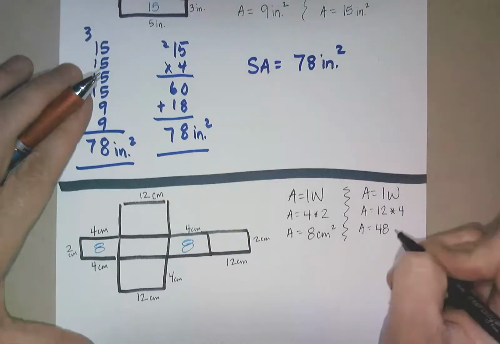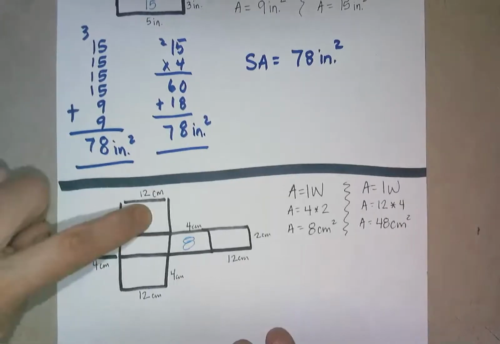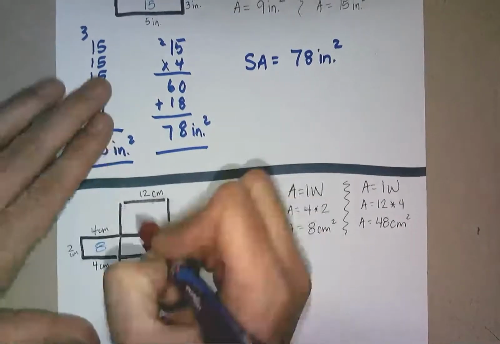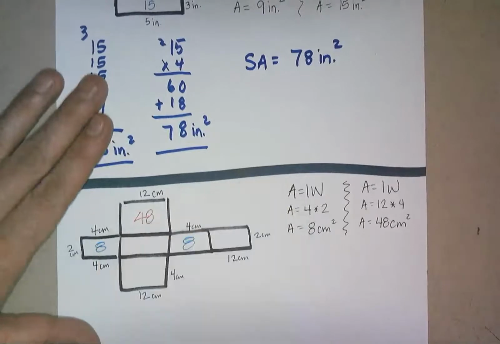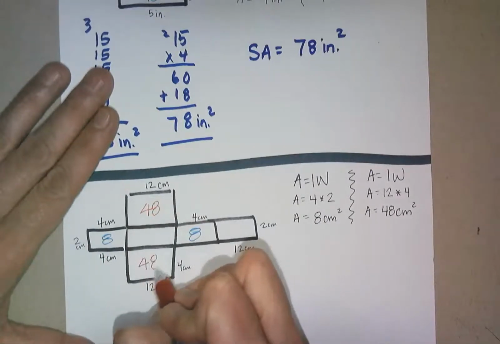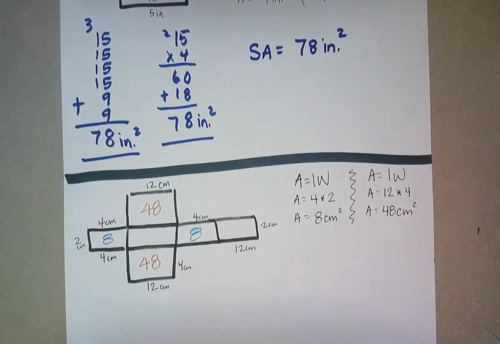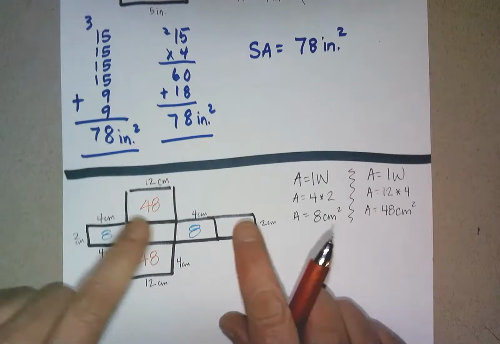And since we're working with centimeters squared, this whole box is 48. So I'm going to write a big 48 in here. And this box is its twin. So I'm going to write 48. Look at that. Our job is almost done. We just have 2 boxes left. And these are twins. So I look over here.